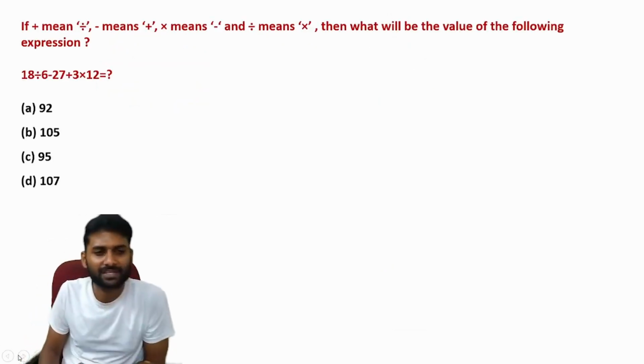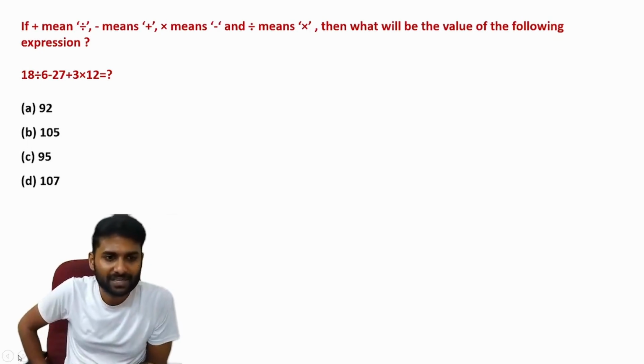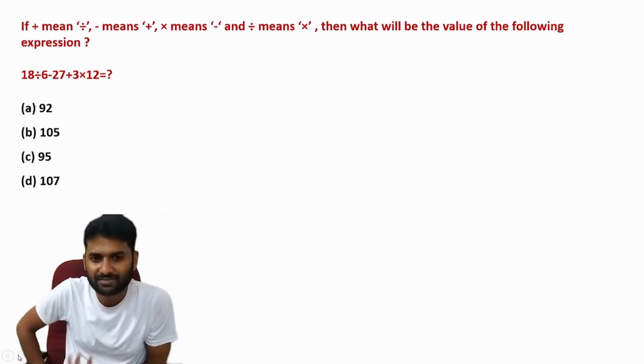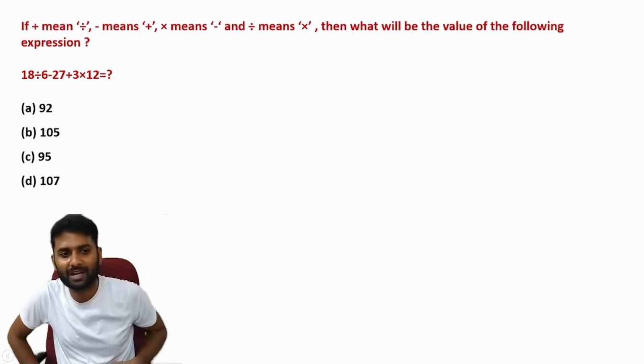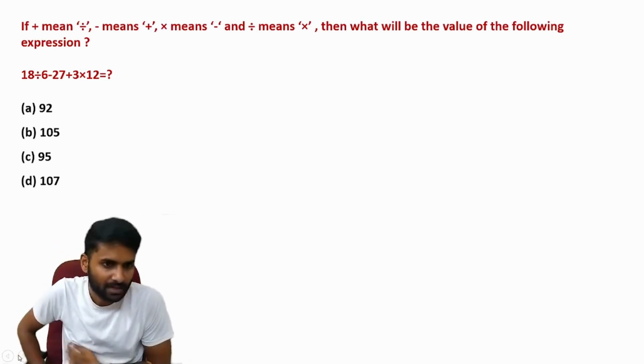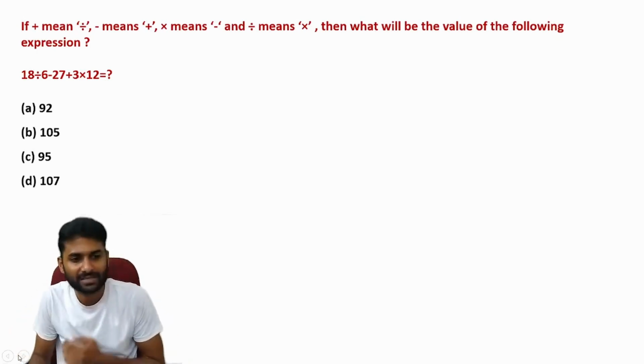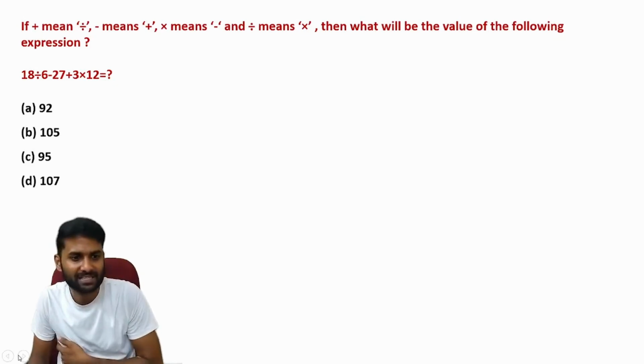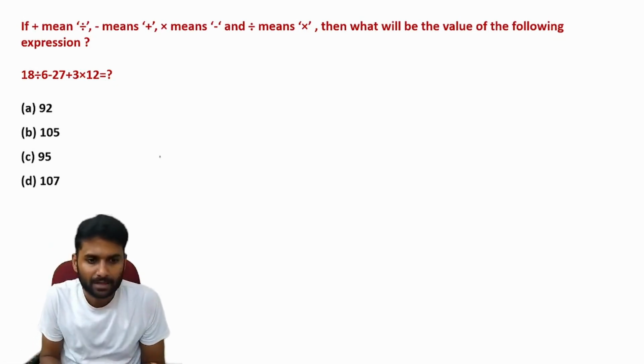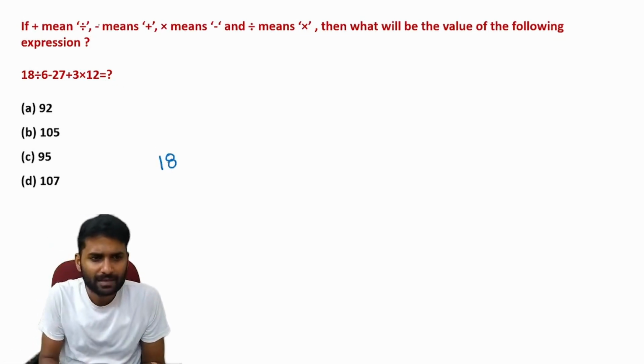We are replacing with different symbols here. Plus means division, minus means plus, multiplication means minus, division means multiplication. Then what will be the value of the following expression? So here 18 is divisible by 6 minus 27 plus 3 is multiplied by 12. Now replace with division. So just observe here, division means multiplication, into 6.